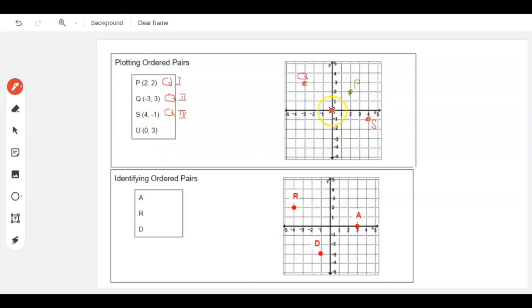U, it's 0, and then 1, 2, 3. Okay, and this one's a little different. What axis is it on? Well, it's on the y-axis, so we're going to call it y-axis.